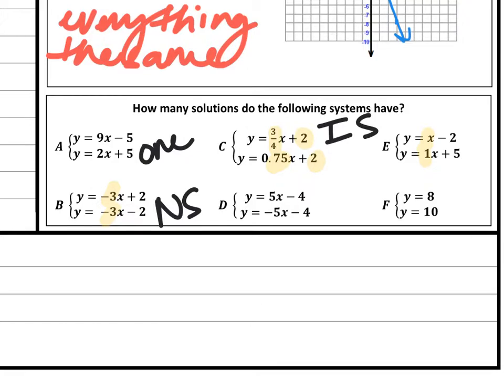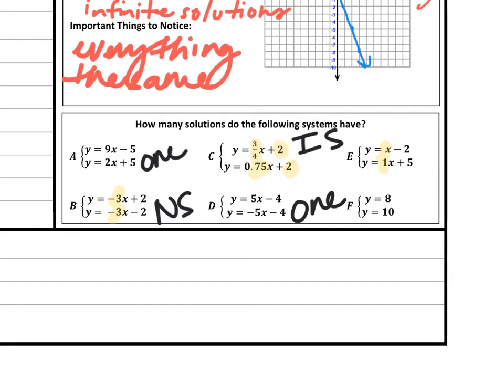D. Xander? One solution. How do you know? Right. It doesn't matter that the y-intercept is different. Different slope is going to give me different steepness, and so they will only cross one time. Luke, how about E? Zero solution. What's a better way to say that? No solution. Okay. Well, 0 is good, but no solutions. Why, Luke? Because the slope is the same, but the y-intercept is different. Cool. And then the last one, F. Finn? No solution. How do you know?